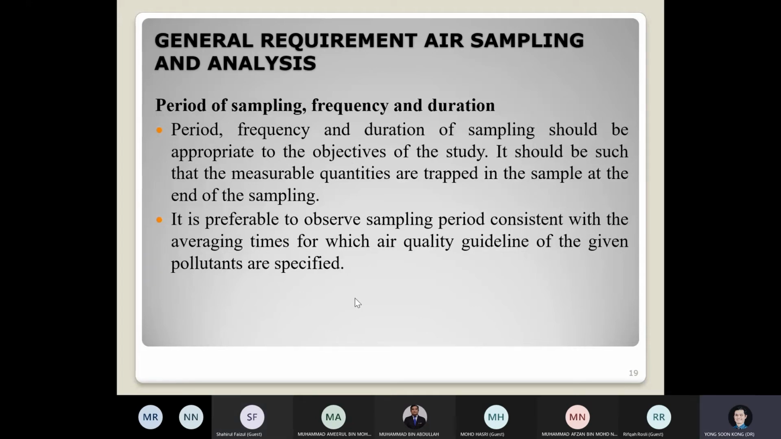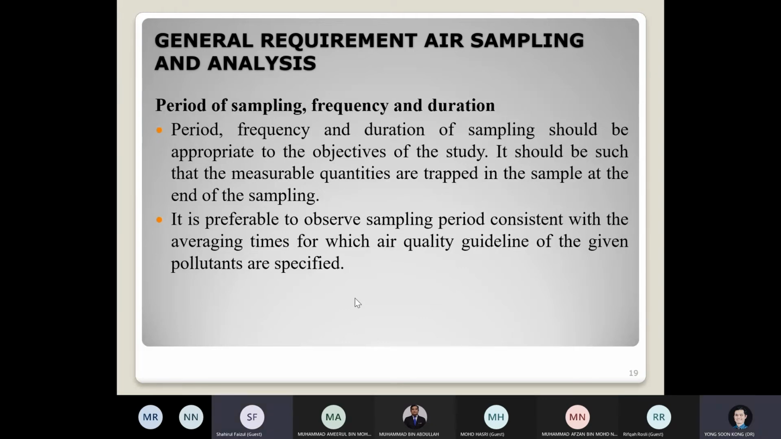It is preferable to observe a sampling period consistent with the averaging times for which the air quality guidelines of the given pollutants are specified. So the second point mentioned is the averaging time. If you still remember, each of the pollutants we saw just now in the diagram on the national guideline for air pollution, the permissible levels were measured against a certain time frame, like 1 hour or 8 hours. So just collect according to what is required by the law. If the guidelines use an 8 hour time frame, then you collect all the air samples within that 8 hours. So you just need one air sample, but it is collected over 8 hours.